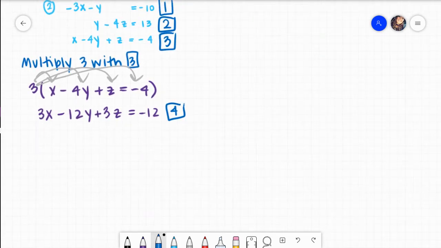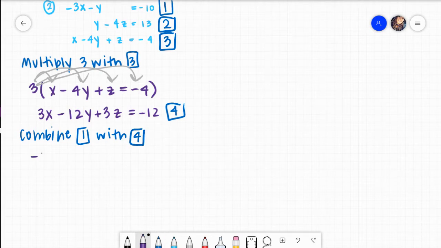So let me go ahead and put my steps here. We're going to combine equation 1 with equation 4. So if I write equation 1, I have negative 3x, negative y. I just have a little space here. This is literally just so that I can have my like terms lined up with each other. My equation 4 is going to be a 3x, a negative 12y, a positive 3z equals a negative 12.